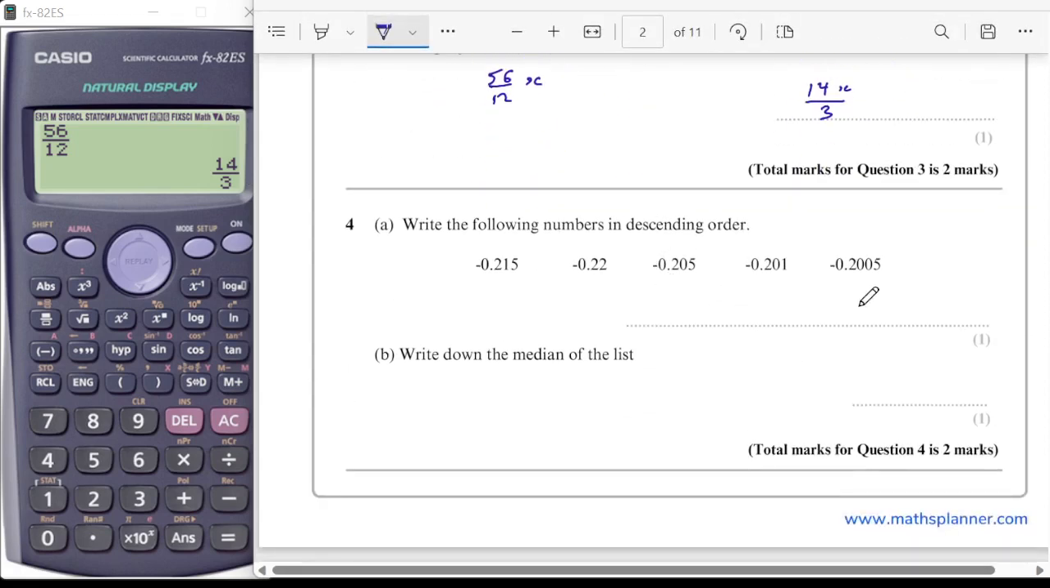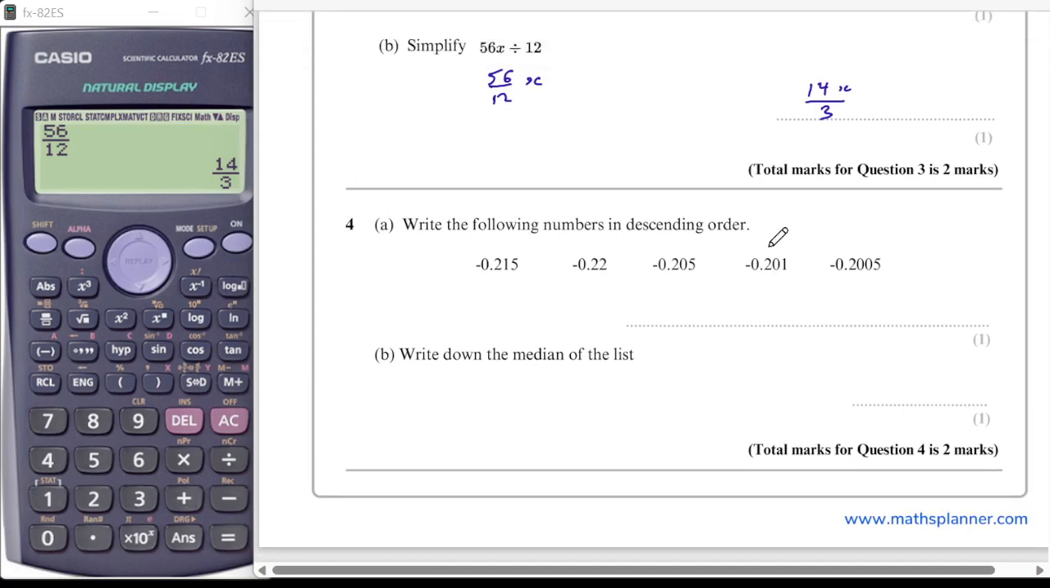Right, question 4. Write the following numbers in descending order. So descending means starting with the largest, going down to the smallest. So the largest number here is the one that's closest to 0. I'm going to in my head ignore the negatives and the zeros and pretend that I've got them all to 3 digits, and I'm going to write them smallest to largest and then convert them back. So the smallest number there is going to be 205, which is minus 0.205.